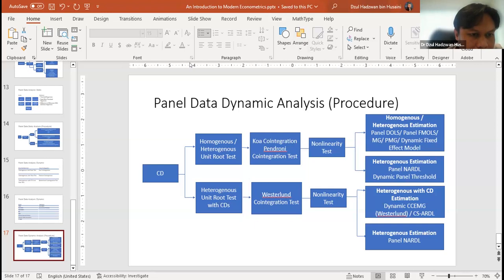What about panel quantile regression in panel? Okay, the panel quantile regression, actually, I did not include it in this slide, but the panel quantile is categorized as linear, not nonlinear, because the quantile treats the behavior of our dependent variable at a certain level. So the nonlinear treats our independent variable at a certain level. That's why.